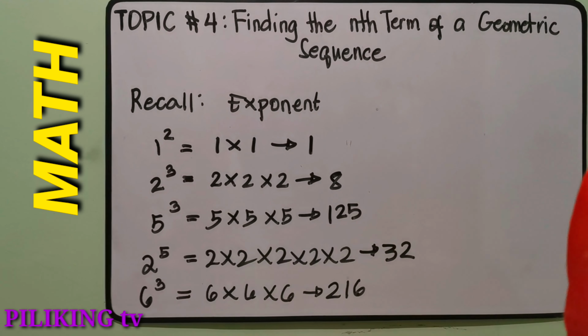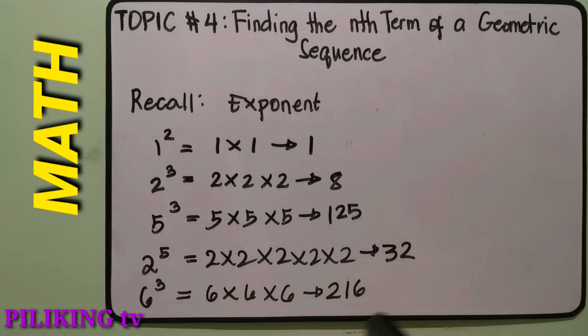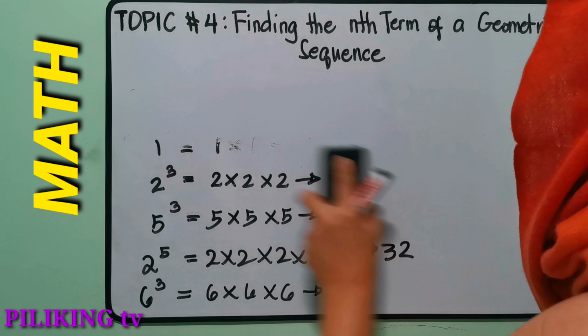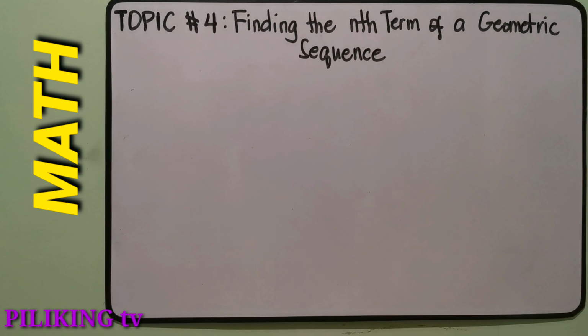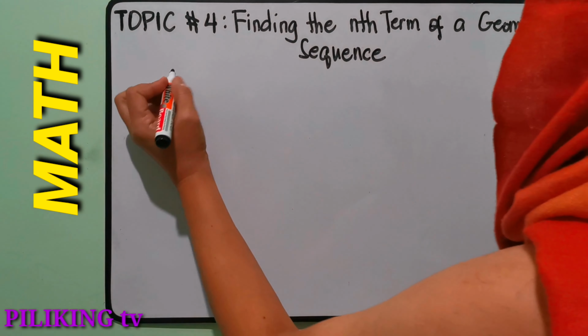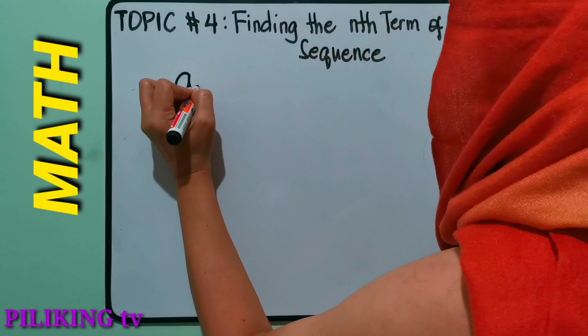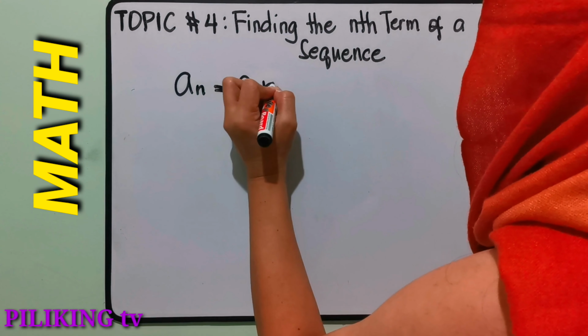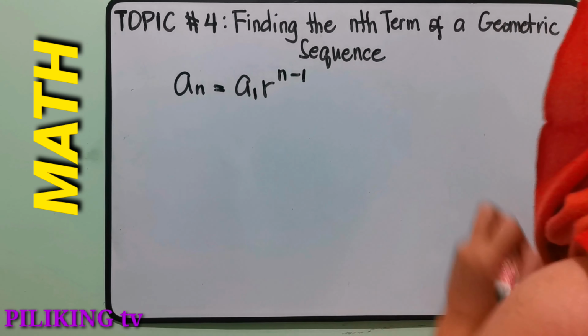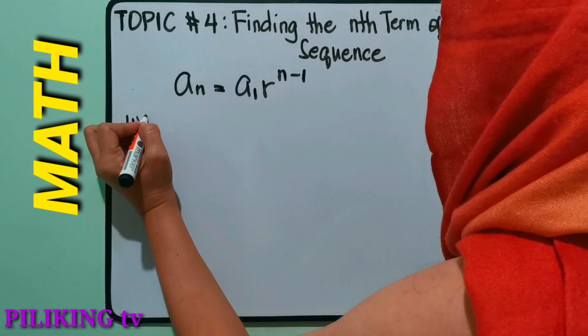Okay, so that is only the recall of exponents. Now let's proceed with our topic number 4. How do we find the nth term of any geometric sequence? In finding the nth term of a geometric sequence, there is a formula that you're going to use. We use the formula a sub n is equal to a sub 1 times r raised to n minus 1.